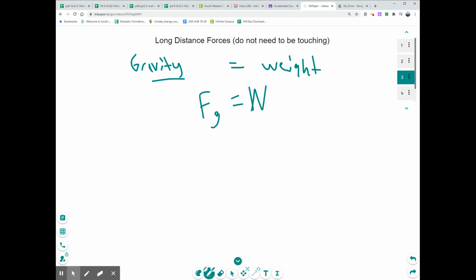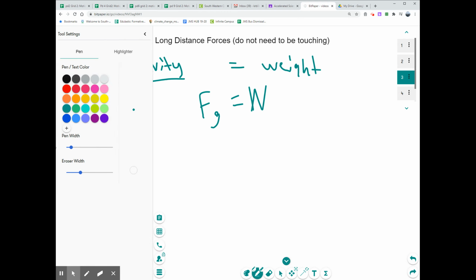So gravity is a force that's acting on you, even if you're not touching a surface, right? If you're up in the air, gravity's still pulling you down. If you're out in space, you're still getting pulled somewhere by some gravity from something, right? We're going to talk more about this in detail later, but this is the one long distance force that you do need to know about. There are two other ones.